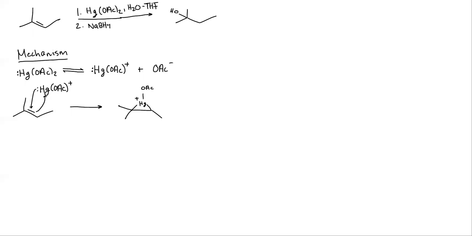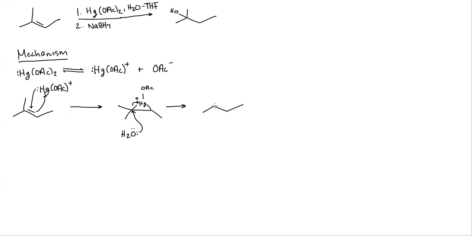Okay. So now what we're going to have is water. We have water in the first step as well. So water is going to come in, and water is going to attack the more substituted carbon. So this carbon versus this carbon, which one is more substituted, left or right? Well, the left one is more substituted. I have 2 methyl groups versus 1 methyl group, right? So water is going to attack the most substituted carbon, which is going to break this bond, and the mercury is going to get the electrons from that bond.